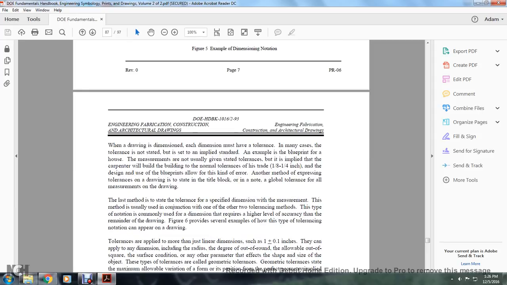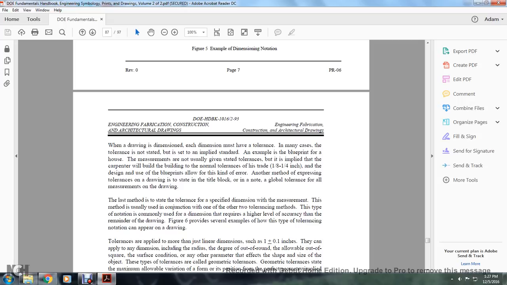When drawing the dimension, each dimension must have a tolerance. Sometimes the tolerance is not stated, but it is set and implied. A standard example is the blueprint for a house, where the measurement is not used to give a stated tolerance, but it is implied that the carpenter will build the building to the normal inch tolerance of the trade, 1/8 of an inch to 1/4 of an inch.